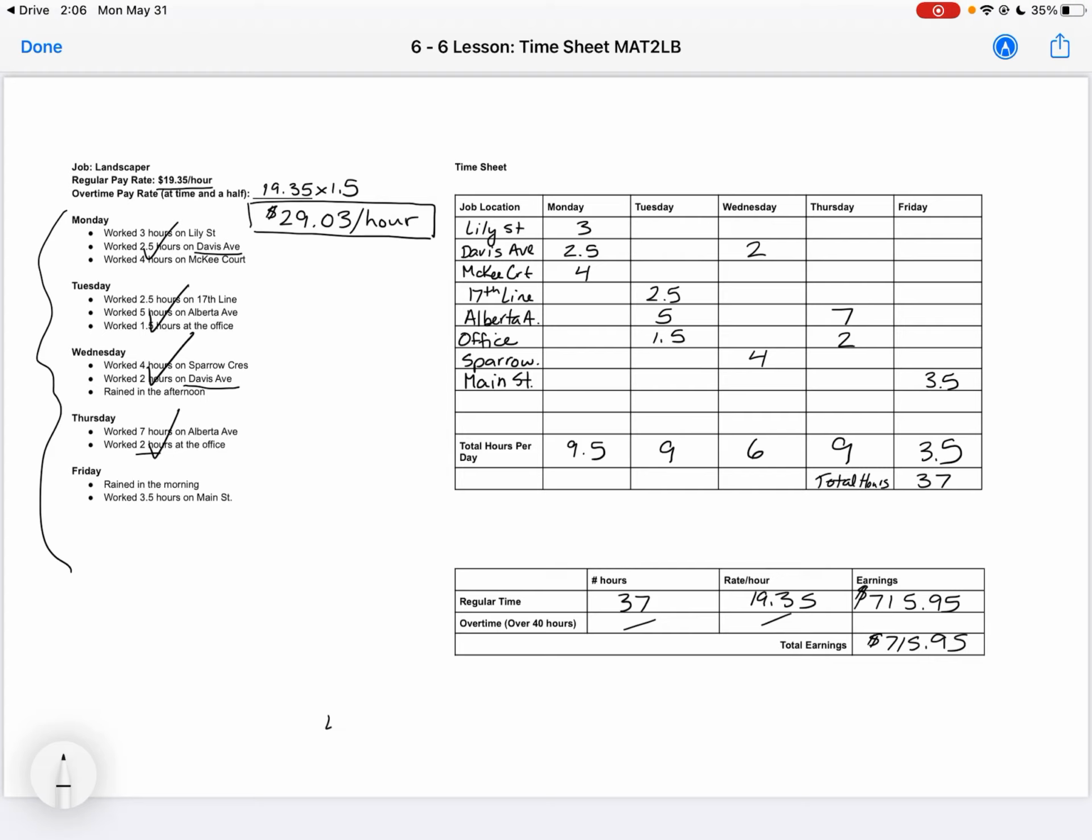If I did, for example, let's say I ended up working 43 hours, then I would have 3 hours of overtime. My hourly rate would be $29.03, like I calculated above. I would multiply those together and then add them to my total earnings. So that's an example of how to fill out a timesheet based on a list of jobs during the week.